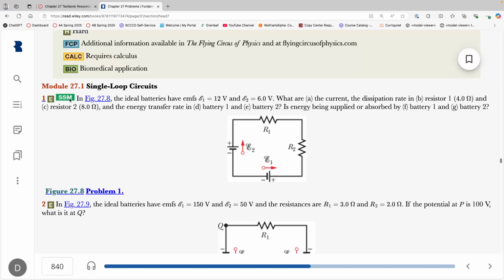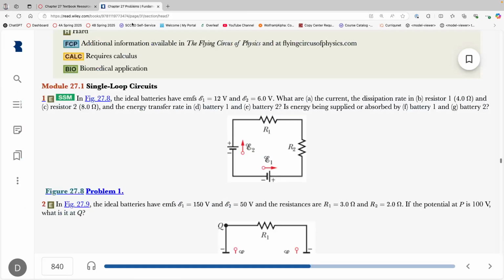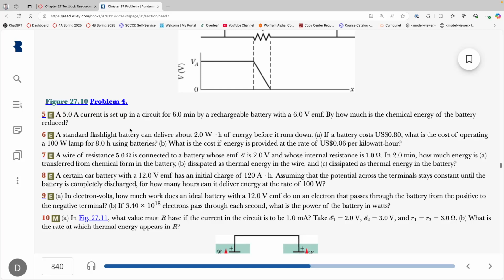What does SSM mean? Super sexy math. It means Student Solutions Manual. Oh, you've been in physics how long? You know? Okay. So where can you get the Student Solutions Manual? I provided a link for it right there in Canvas. So anything that says SSM on it, you can try it and see how they did it, and you'll have immediate feedback. Beyond that, the odd numbered problems.